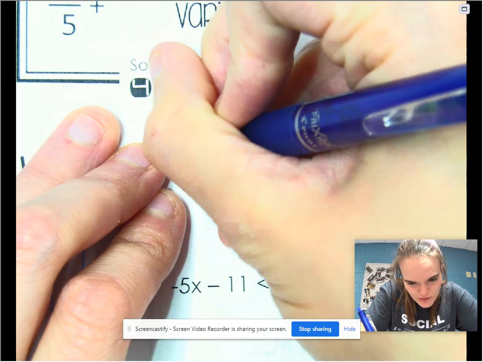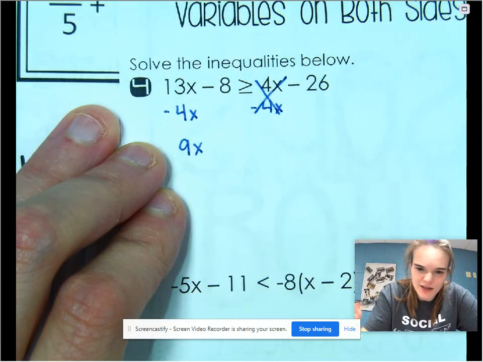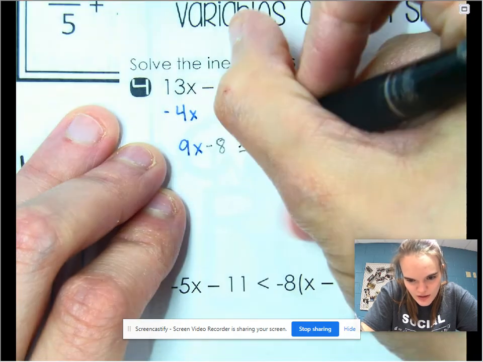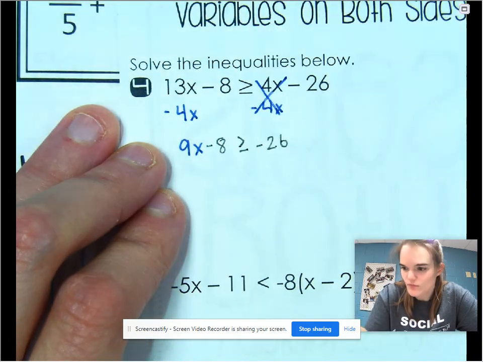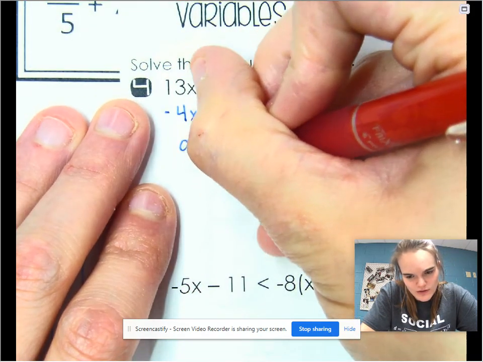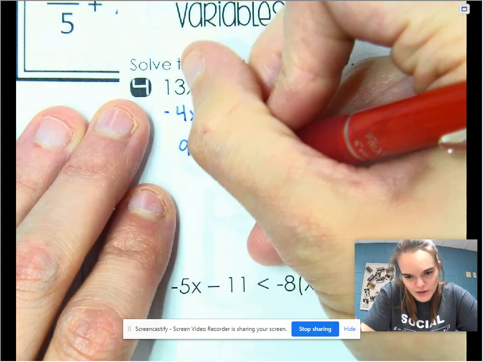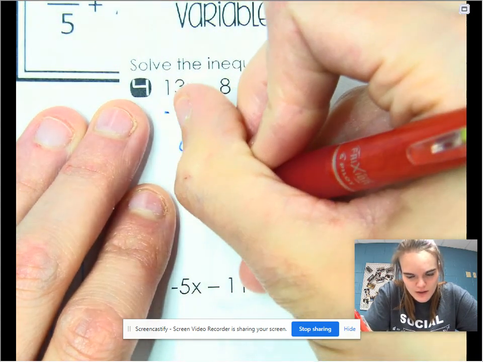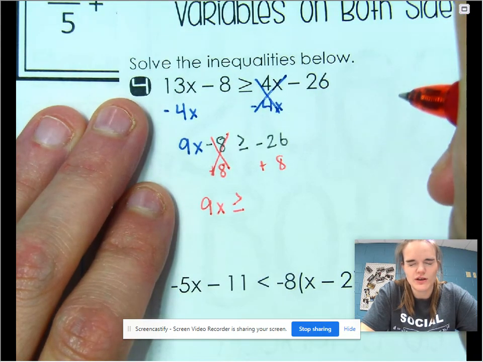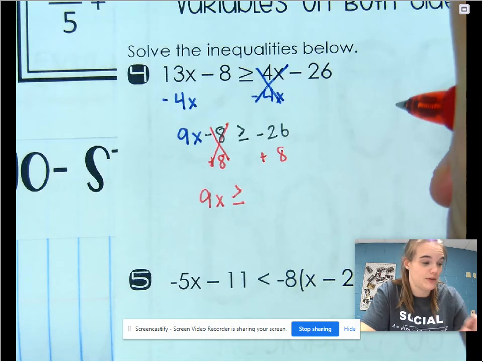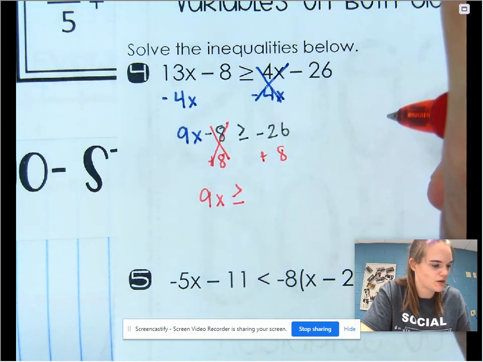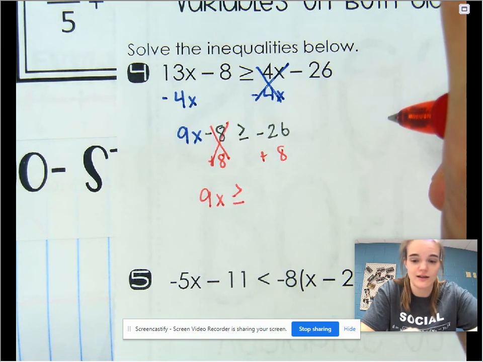So 9x, and I'm going to bring down the minus 8 greater than or equal to the negative 26. Okay, now I'm going to add the 8 to the other side. Now, if you would rather do all that in one step, that's fine if you understand what I'm talking about. If you don't, then don't do that. 9x is greater than or equal to negative 26 plus 8, I think, is 16, but I better check because you never know. It's negative 18.